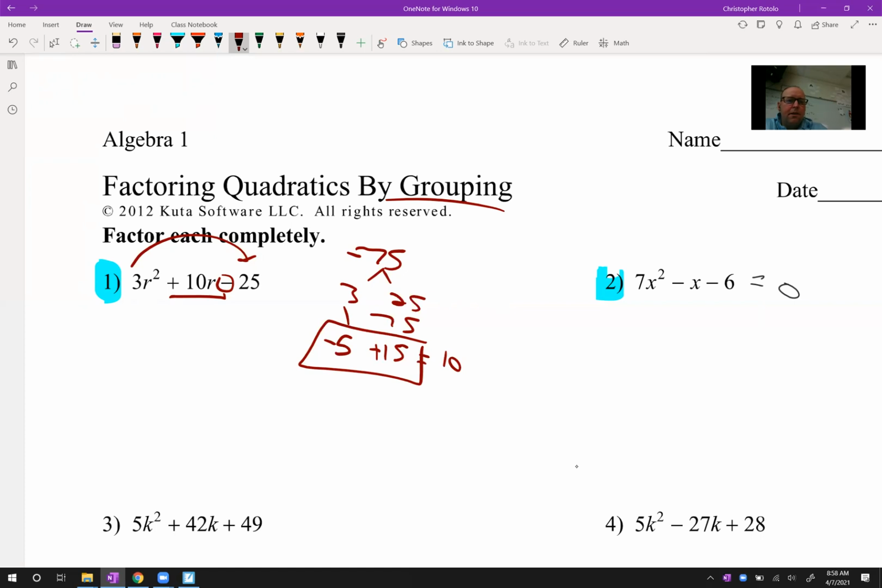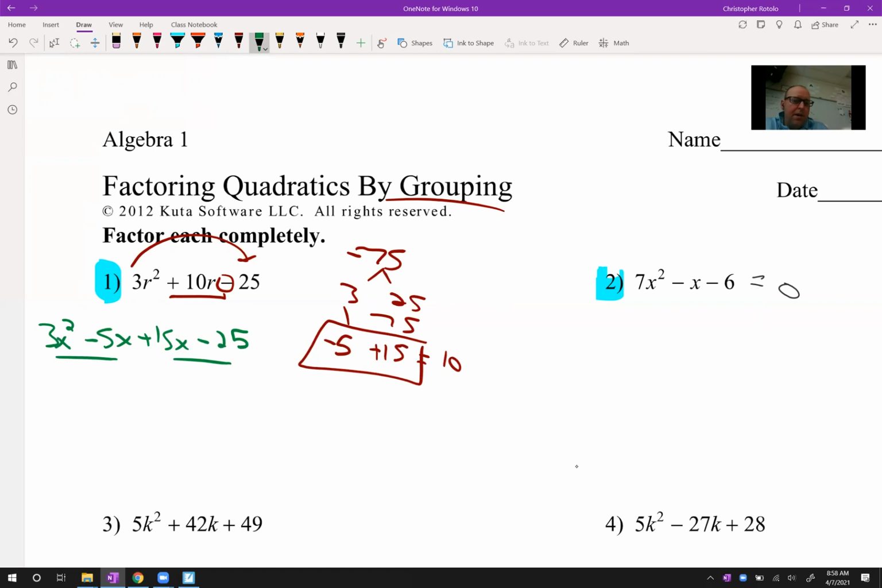So these two terms here, they're going to get dropped right in the middle of this guy here. I'm going to make them x's. 3x squared minus 5x plus 15x minus 25. Ooh, I was thinking 20 and root 20, but it's 25. I got to listen to myself here. All right, factor by grouping.